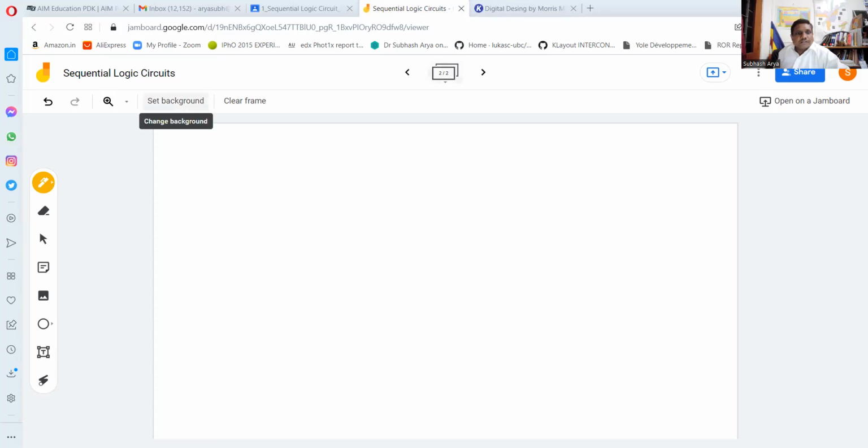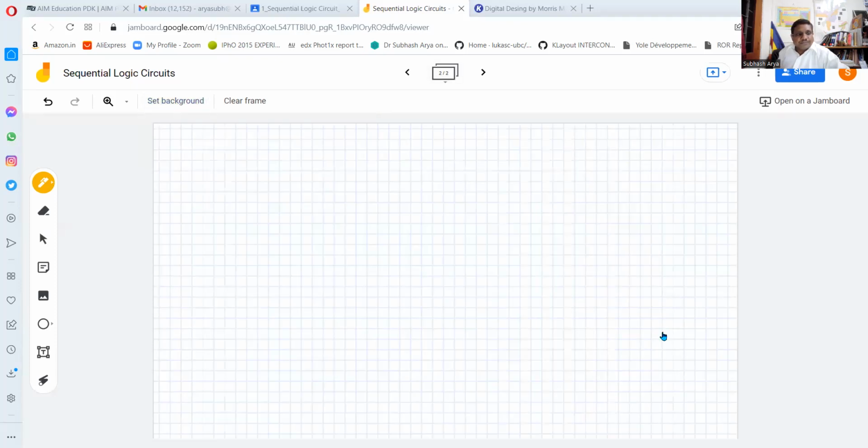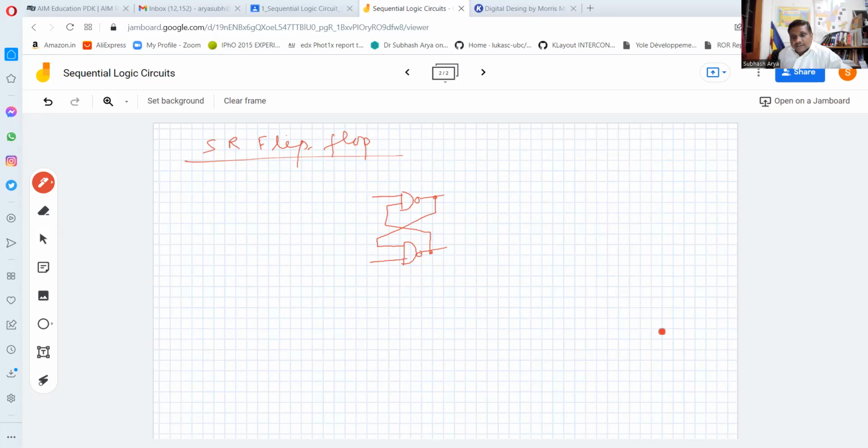Yeah, so for second, I will draw this SR flip-flop. The diagram of SR flip-flop looks like this. This is one NAND gate. This is another NAND gate. And it is connected in cross-coupled manner. So this is a kind of SR-Latch which we have seen earlier. This is Q, this is Q bar.